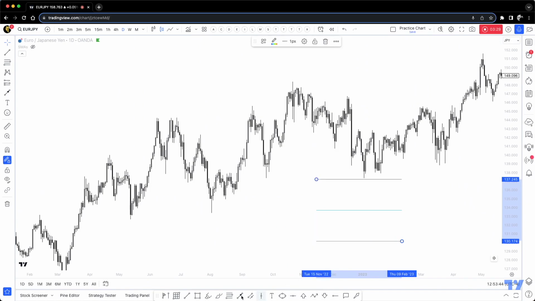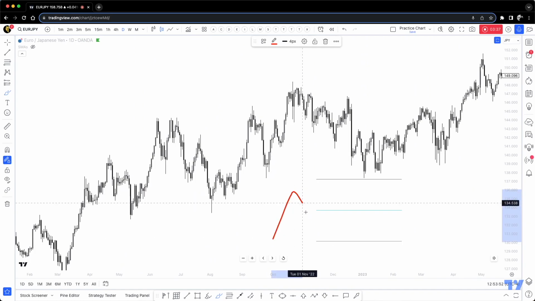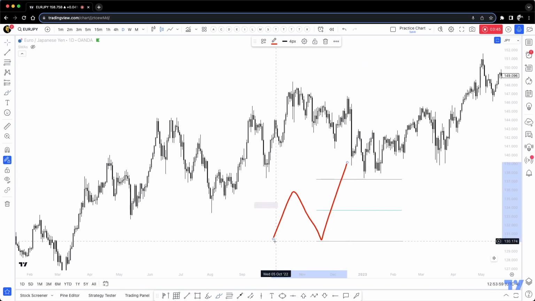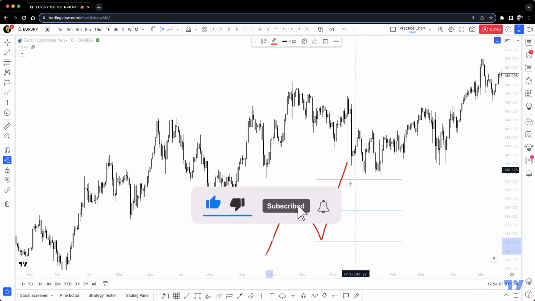Let's suppose we have, let me get the pen tool. So let's say the market is coming like this, and then pulls back, then we have a break. Maybe like that. So something like that, right?